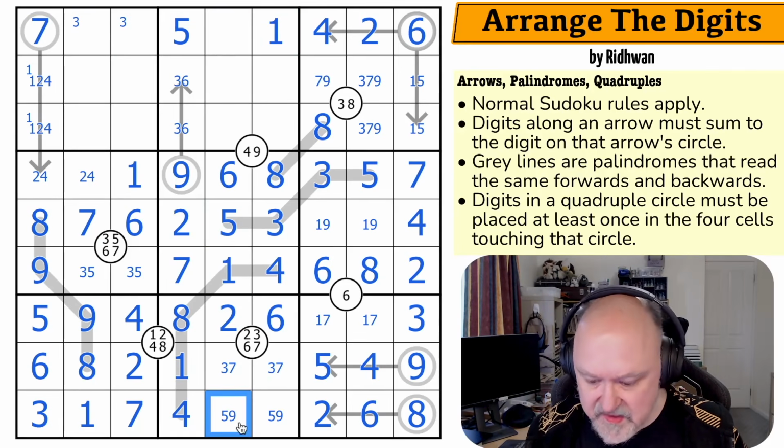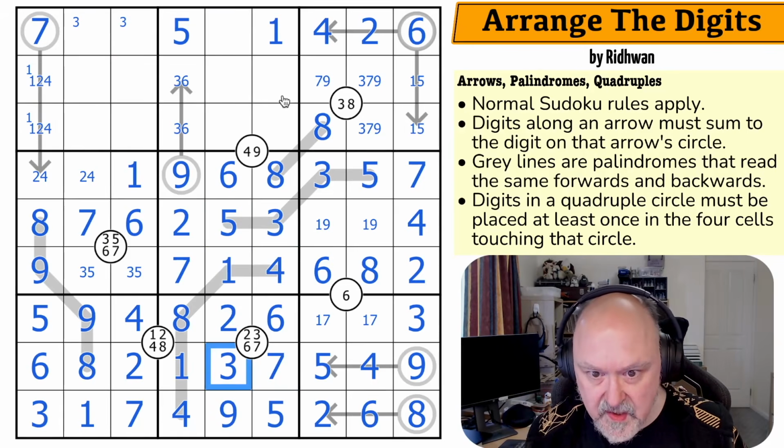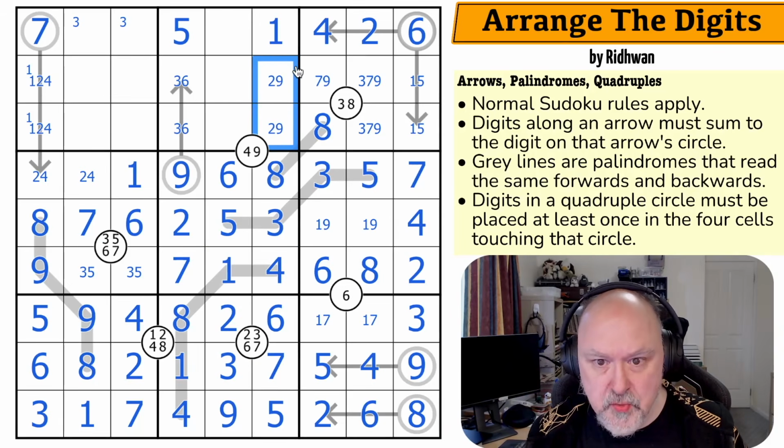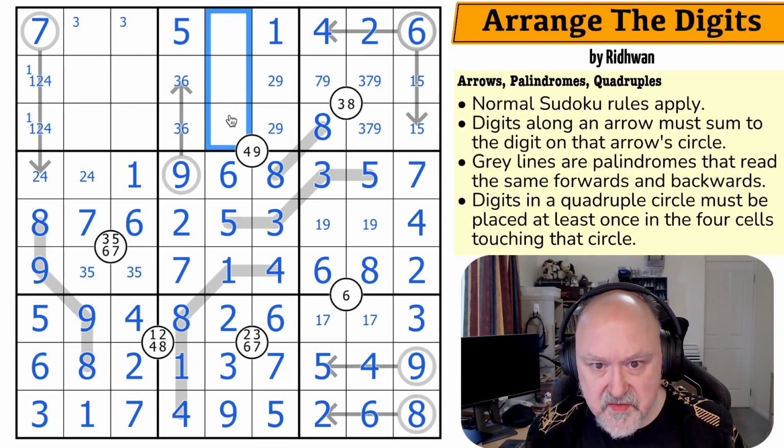But this 5 is looking down, making that the 9 and that the 5. The 3 is looking down, making that the 7 and that the 3. This is now a known pair. 1, 2, 3, 4, 5, 6, 7, 8. These are 2 and 9. So this is a known triple.